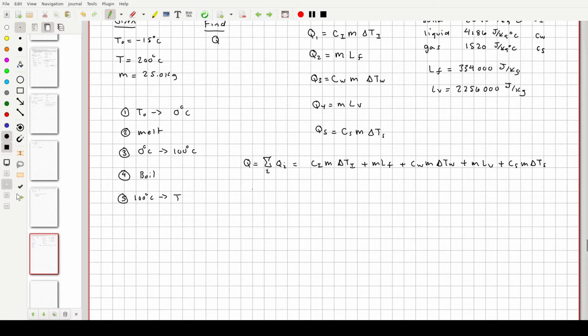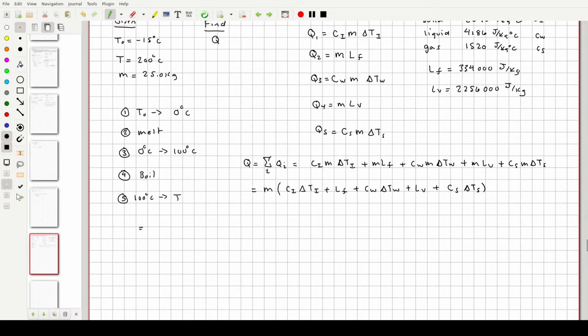Now, they all have a mass in common, so I'm going to pull the mass out. What I have here left over is C sub I times the change in temperature of the ice plus the latent heat of fusion plus C sub water times the change in temperature of the water plus the latent heat of vaporization plus the specific heat of steam times the change in temperature of the steam.